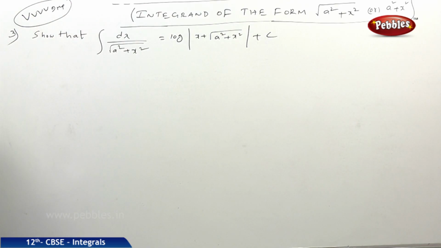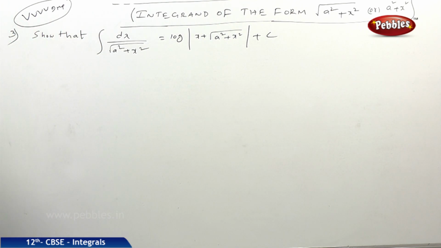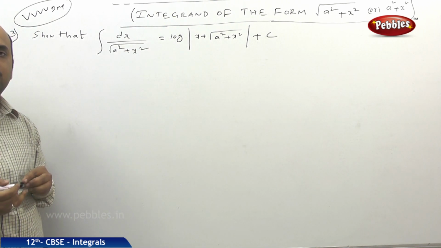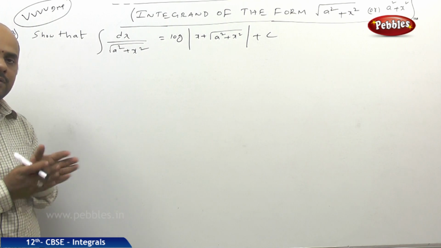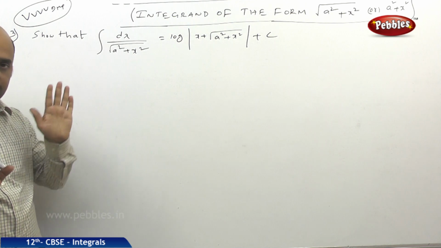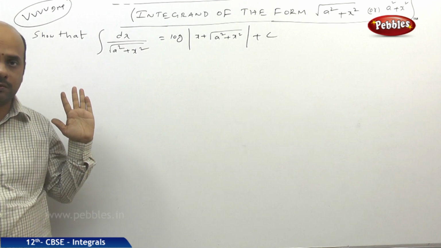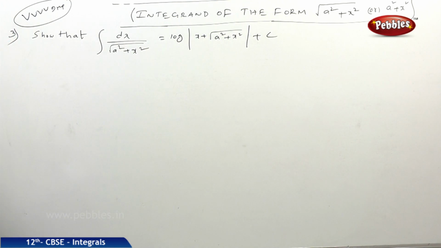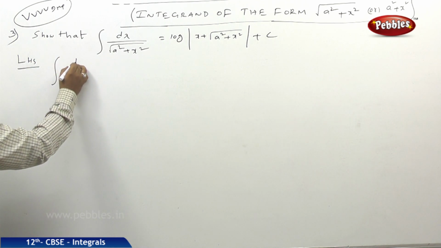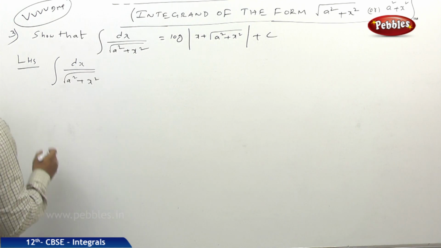Right. Now we shall be seeing one long answer question. Show that the integral of dx by under root of a square plus x square is equal to log mod x plus under root of a square plus x square plus c. Right. This should be remembered as a formula for competitive examinations, and in CBSE sometimes this kind of application will also be given. So I'll consider the LHS, the integral of dx by under root of a square plus x square.